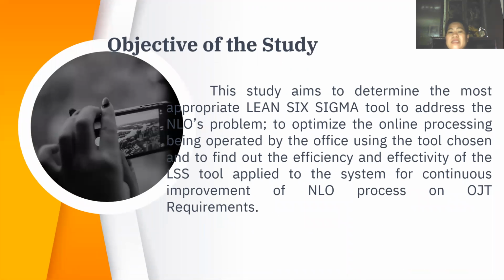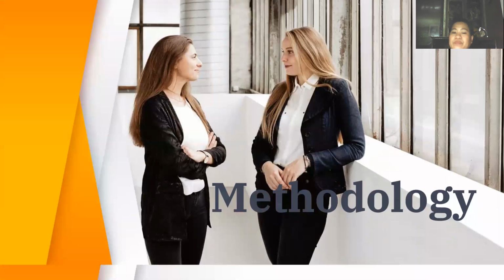Objective of the study: this study aims to determine the most appropriate Lean Six Sigma tool to address the problem, to optimize the online processing being operated by the office using the tool chosen. It also aims to find out the efficiency and effectivity of the LSS tool applied to the system for continuous improvement of the NLO process on OJT requirements.